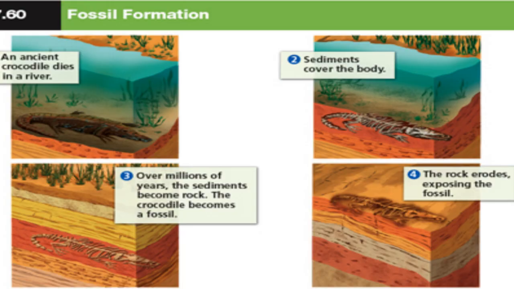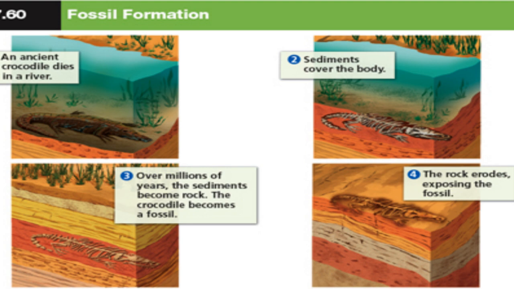Here is how fossils are formed. Here's the example. The dinosaur dies in a river. The body is covered with sediment. The meat decomposes. The dinosaur becomes a fossil. The sediments become rock. The skeleton is pressed. The Earth's movement raises the layers of rock to the surface. The rock erodes, exposing the fossil.